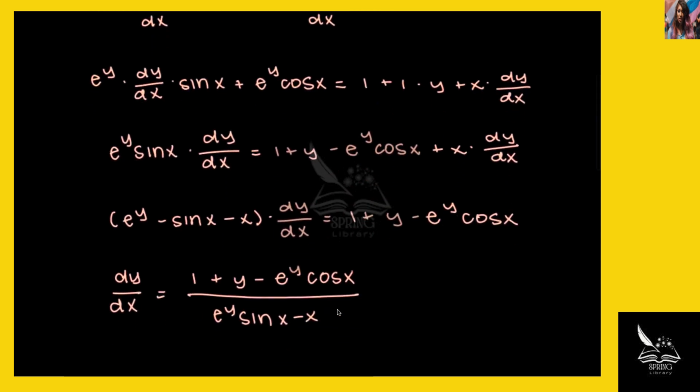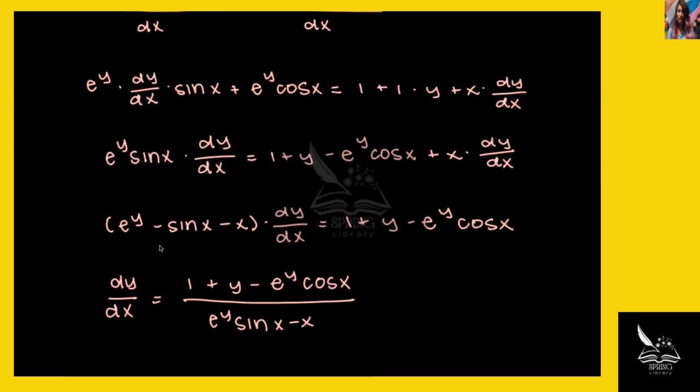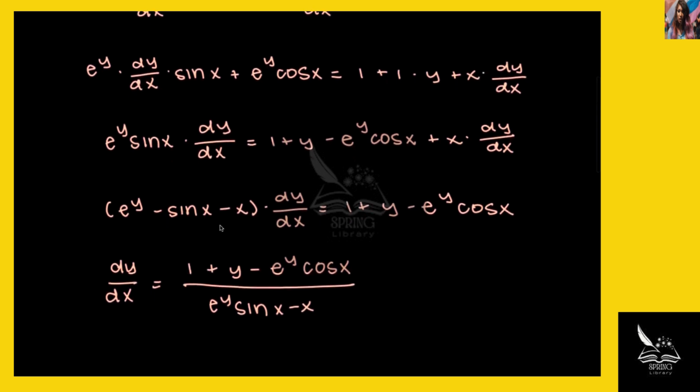Now we can do a little bit of factoring to make this easier. We'll have e to the y sine x minus x, times dy dx, equal to 1 plus y minus e to the y cosine x. And now this is a very good position that we're in, because this is an entire term times dy dx, and we want the dy dx by itself. So we're just going to divide this term onto the other side to get dy dx by itself.